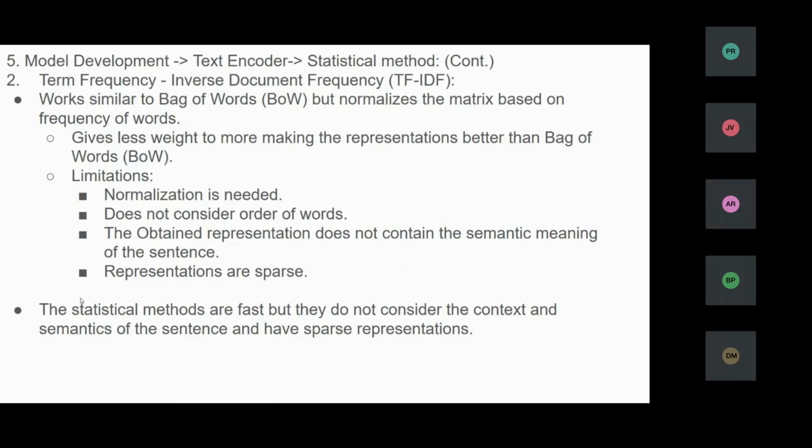The statistical methods are fast, and we are talking about both the bag of words as well as term frequency-inverse document frequency. The statistical methods are fast, but they do not consider the context and semantics of the sentence and have sparse representations.